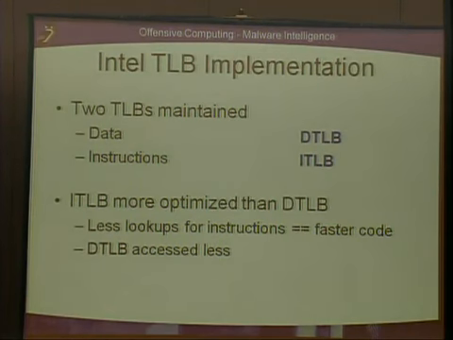Intel goes further. They define two TLBs. The first one is a data TLB. This is when you actually access a pointer in memory. The second one is an instruction TLB. Basically, this is for quickly executing code.